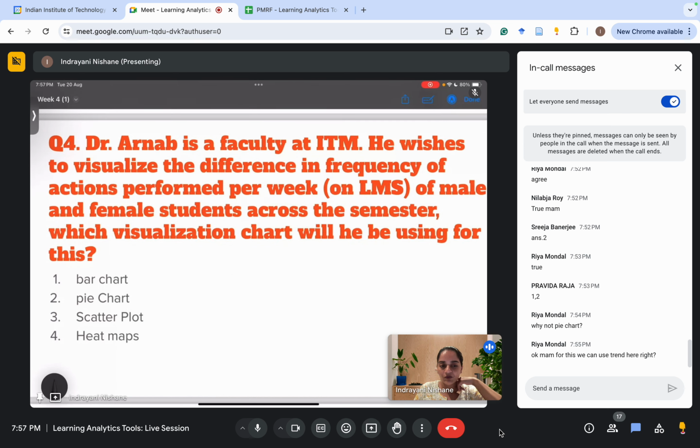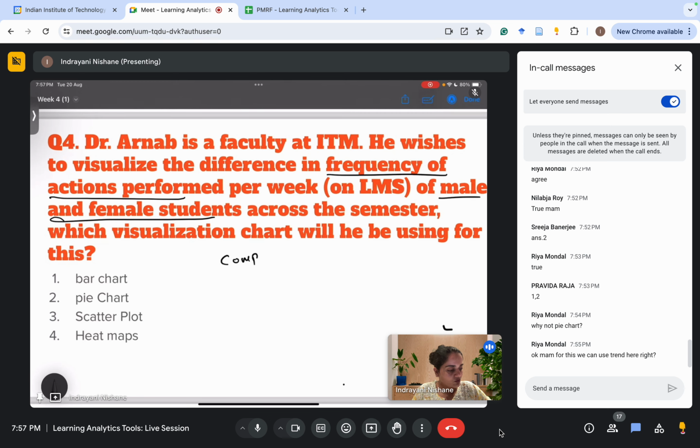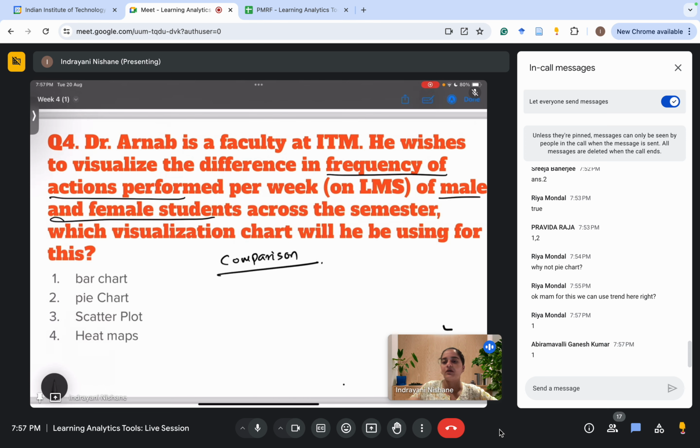So moving on to the next question. Dr. Arnab is a faculty at ITM. He wishes to visualize the difference in frequency of actions performed per week on LMS by male and female students. So he wants the frequency of actions performed by male and female students across the semester. What he wants to do is a comparison study, for the frequency of actions performed.